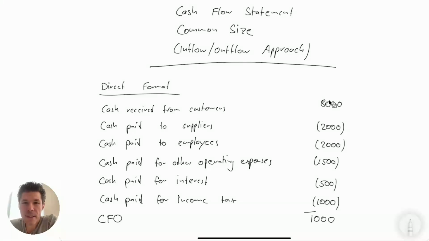For cash flow statements, there are two different approaches. The first approach, that's what we are doing here today, is called the inflow-outflow approach, because every line item of cash inflow is expressed as a percentage of total inflow, and every line item of cash outflow is expressed as a percentage of total outflow. The other alternative is to express each line item as a percentage of net revenue, which I will explain in another video. So how do we get there?